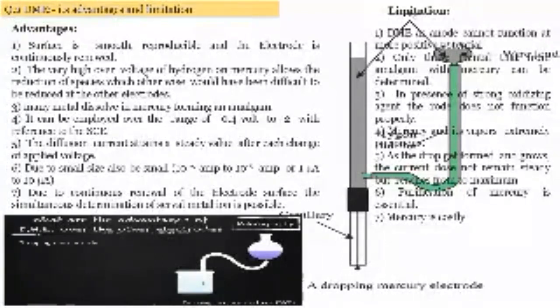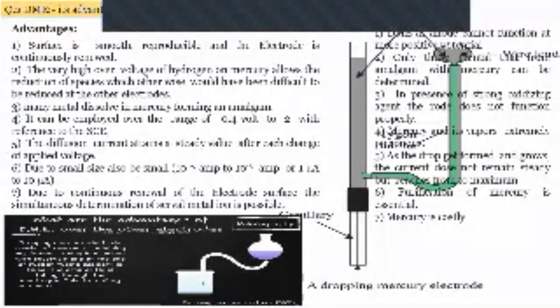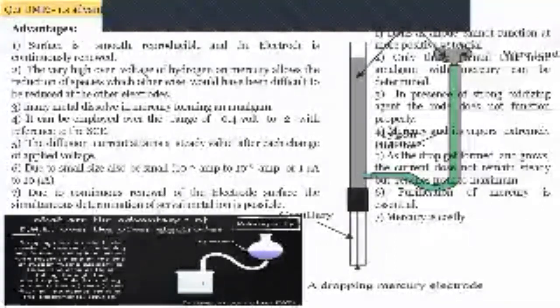The dropping mercury electrode consists of a reservoir containing mercury. Rubber tubing is attached to the reservoir, and at the end of the rubber tubing a capillary is fixed. The drop of mercury is falling through the electrolyte. This drop of mercury acts as the cathode, so the name dropping mercury electrode or DME. The flask or beaker contains the experimental solution or electrolyte, while the mercury collected at the bottom acts as anode.